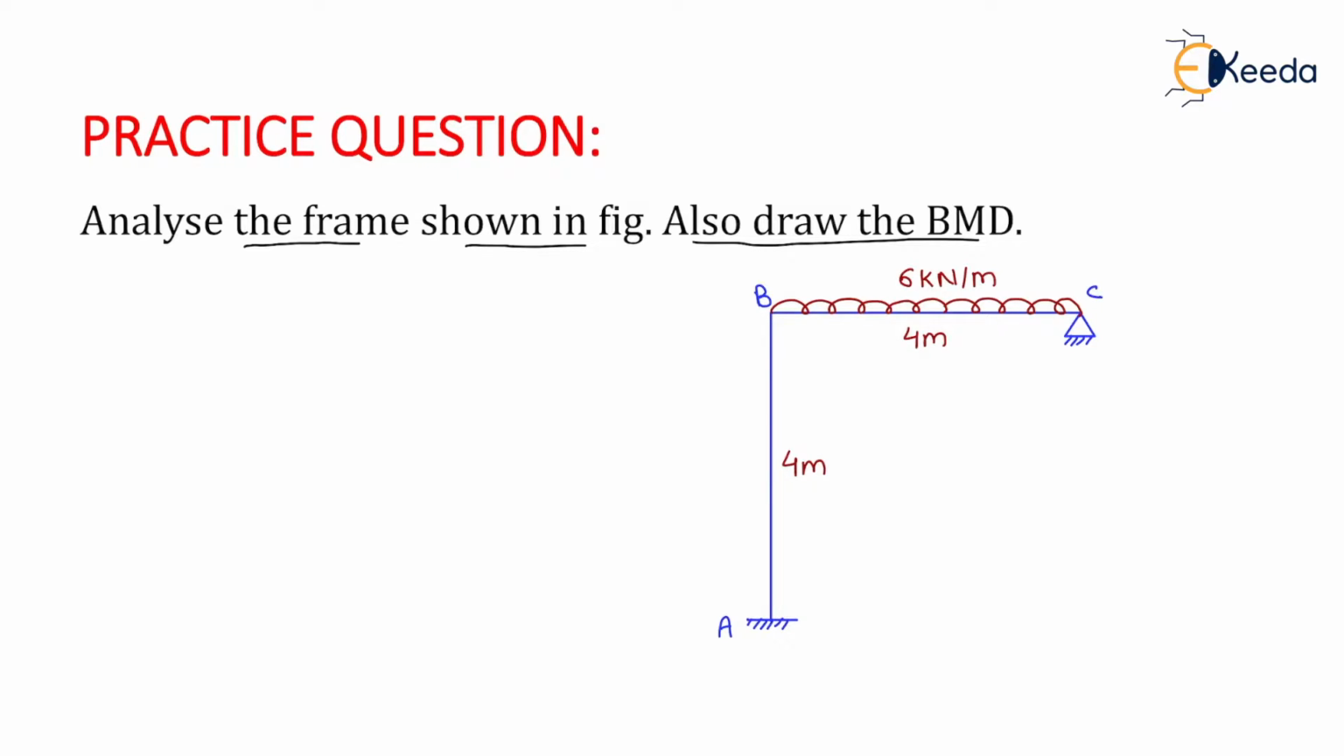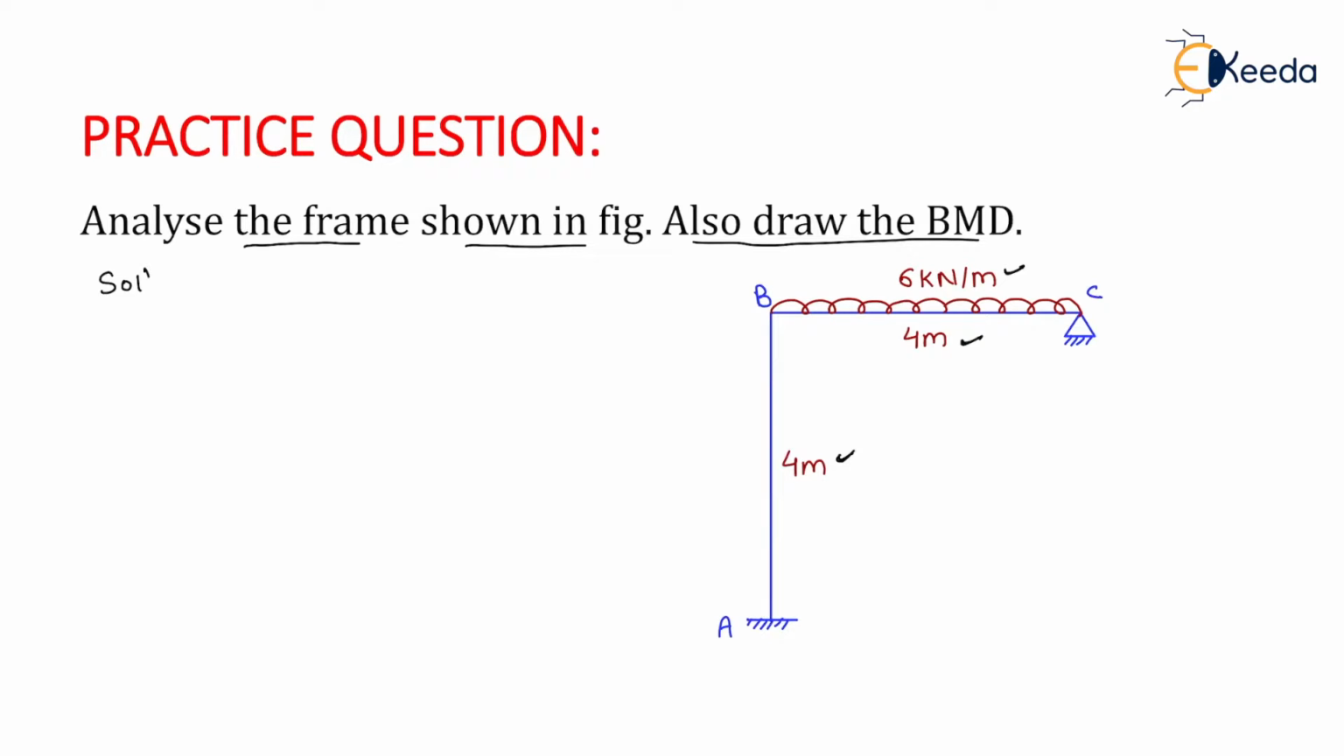Now we have to analyze this frame ABC having a uniformly distributed load in span BC of intensity 6 kN per meter and span length of 4 meter. Similarly, the span length of AB is also 4 meter, which does not carry any external load. Before analyzing this frame, we need to identify the fixed end moment in various spans.